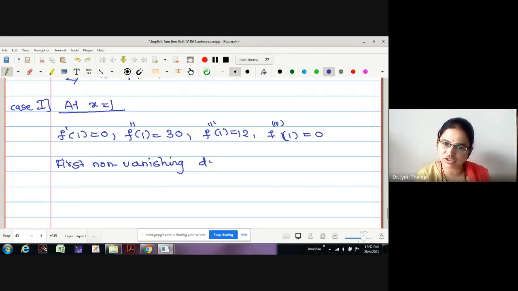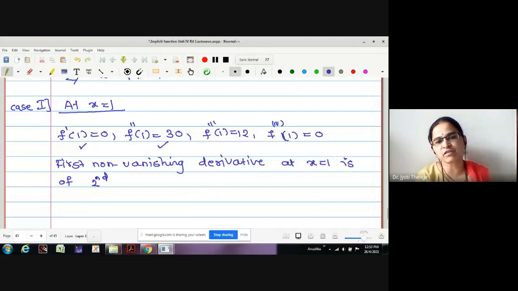First non-vanishing derivative at x equal to 1. What is the order? Second order. Yes, it is of second order. Correct? This is 0. The second one we have obtained to be non-zero. Nothing to think much. It is of second order. Therefore, what we have obtained? n equal to 2 we have obtained, right?